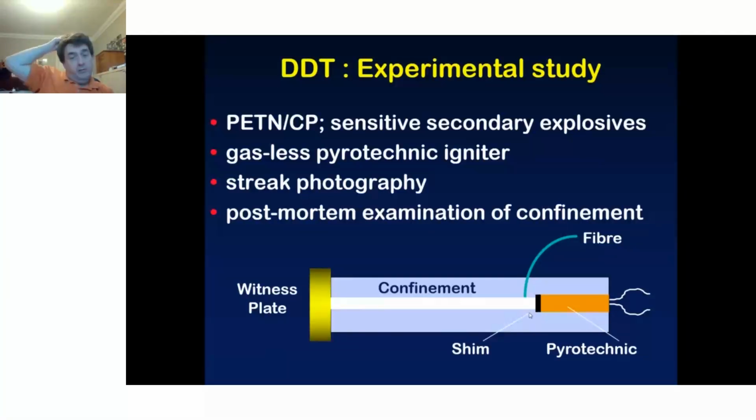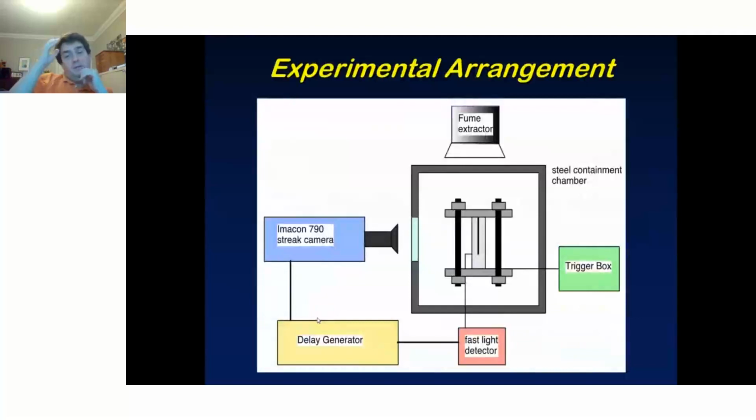We use streak photography, and we look at the confinement afterwards. So we're going to ignite here. We'll generate a lot of heat. That heat will cause reaction to start up here, burning to start here. We've got a fiber to tell us when to trigger the camera. When we get light from that fiber, off we go. And there's a witness plate at the bottom, and we can look at the witness plate to estimate the severity of the reaction. So that's the experimental arrangement.